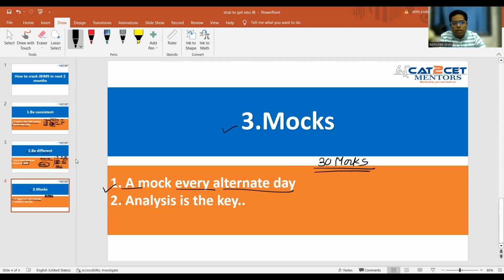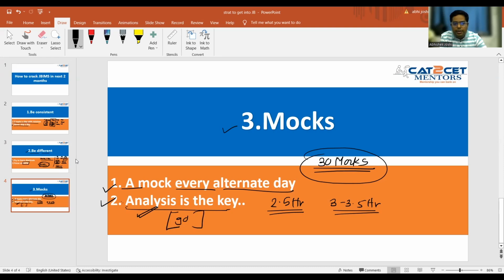That is about mocks. It is not only about solving mocks or giving them at a regular interval. It's also about analyzing the mock in a good way. So if you require around 2.5 hours to give a particular mock, the analysis should take around 3 to 3.5 hours. What should be the result of this analysis? You should come up with the topics which you are good at, your strengths basically, and your weaknesses at the same time. The topics that you are weak at.